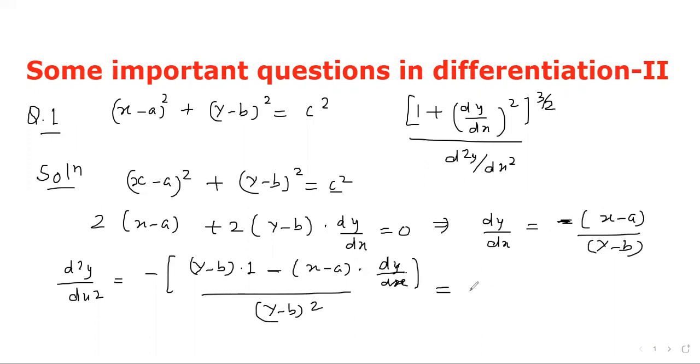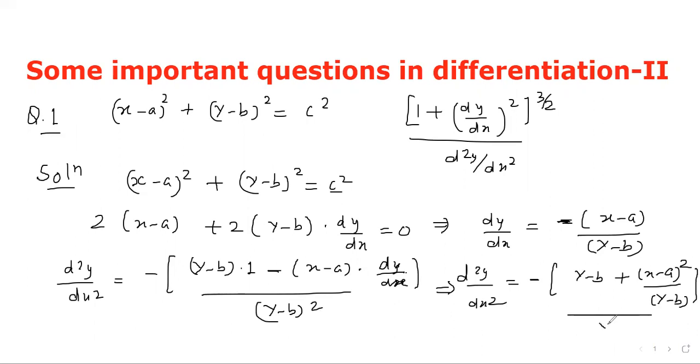So we will get d2y by dx2 equals minus [(y minus b) plus (x minus a) whole square divided by (y minus b)] whole divided by (y minus b) whole square. I think it is clear. Here I have put the value of dy by dx. Because of this minus sign, this sign has changed to plus, and then x minus a and x minus a will become (x minus a) square and divided by this y minus b.